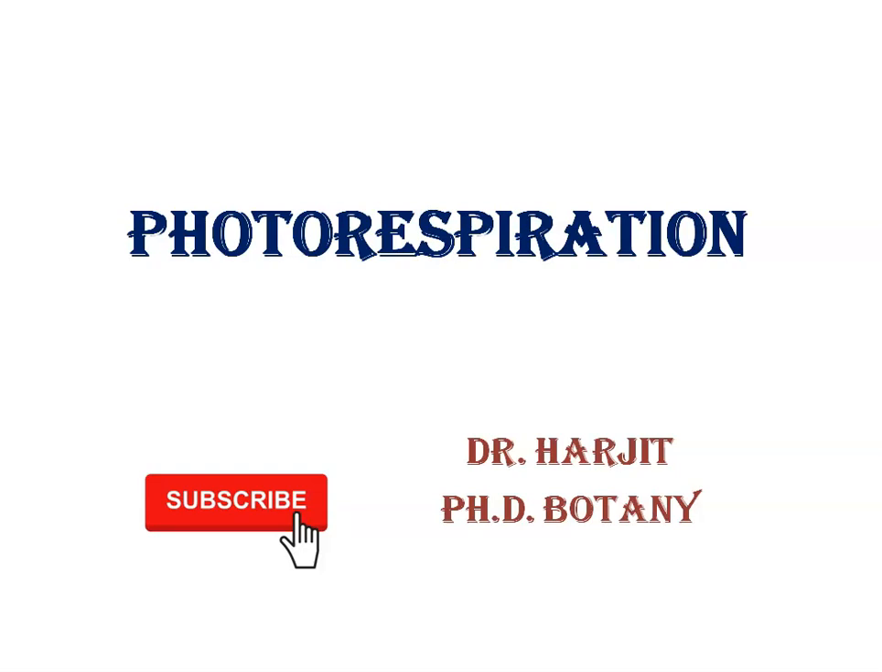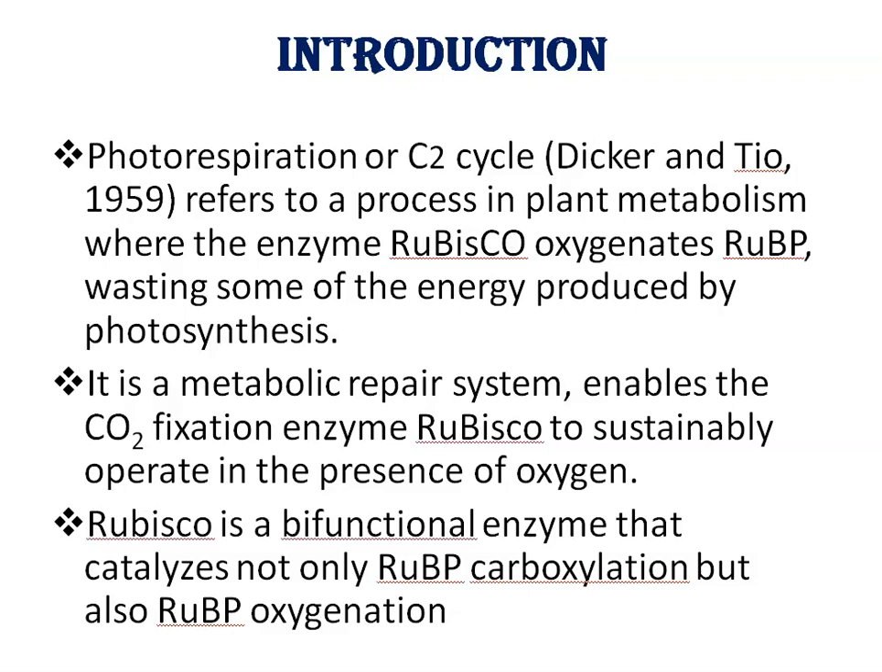Today, we are going to talk about photorespiration. Photorespiration, or the C2 cycle, is a metabolic repair system in plants. It was discovered by Decker and Tio in 1959.